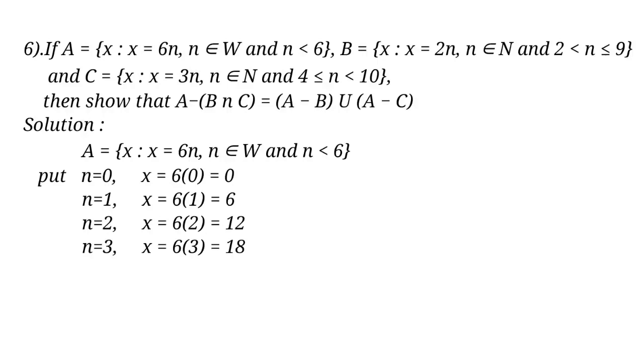then show that A minus (B intersection C) is equal to (A minus B) union (A minus C). Here W is the whole numbers starting with 0, then 0, 1, 2, 3, going on, and N means natural numbers starting with 1, then 1, 2, 3, 4, going on.